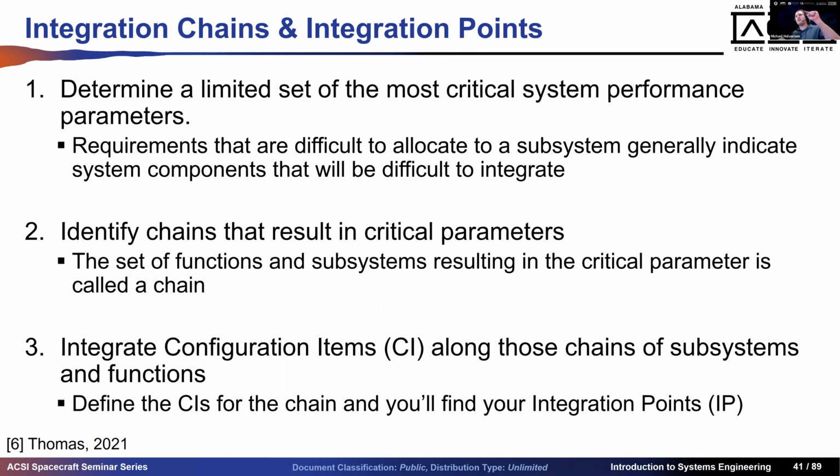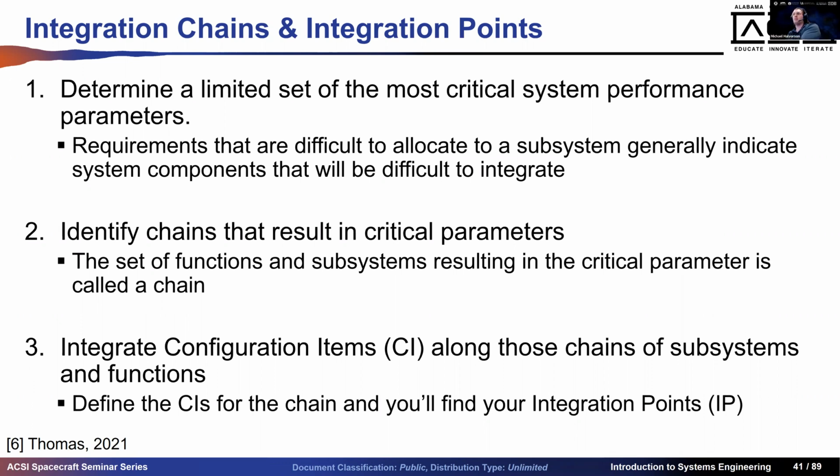So then you identify the chains that you're putting together for stable intermediate forms that result in those critical parameters or technical performance measures. So that chain is an integration chain. I'm going to put this together, and then this together, and then this together, and then this together. Then finally, you integrate the configuration items, which happen at integration points, along those chains of subsystems. So if you define your configuration items, you have your integration points. It's confusing. This is what we said. Integration is the hardest part of all of this.